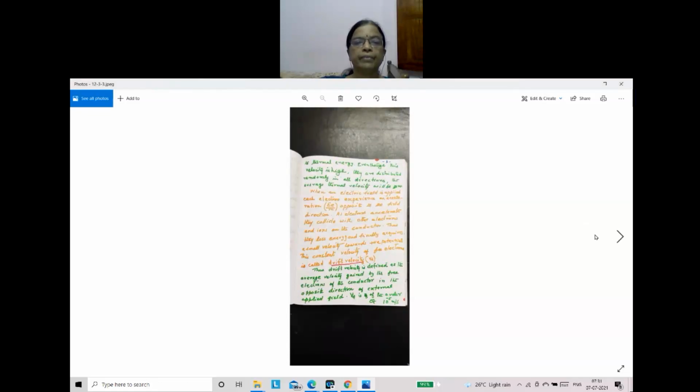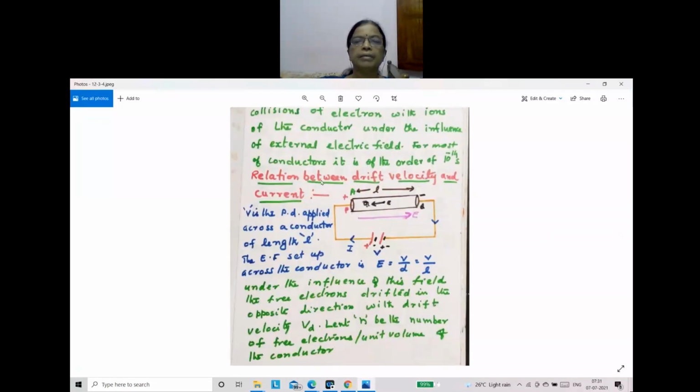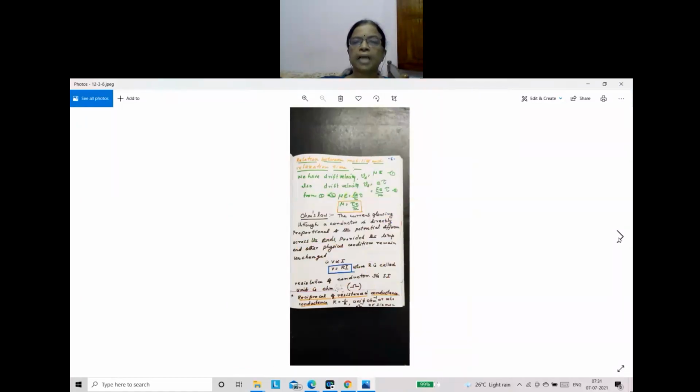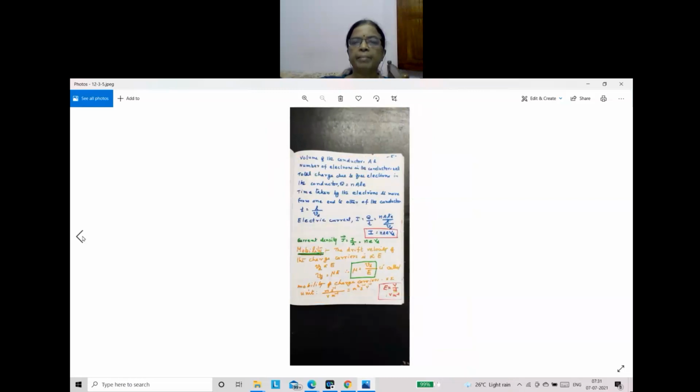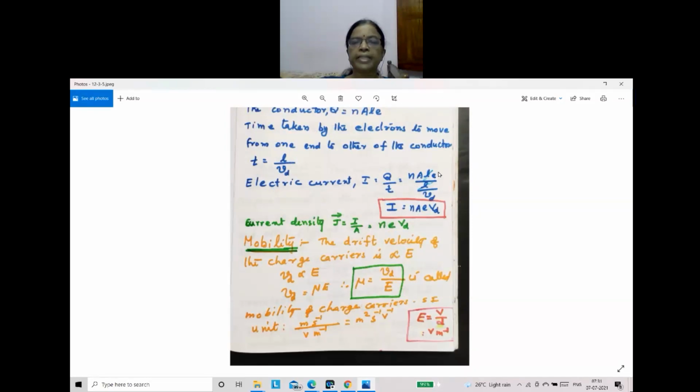The explanation for the relation between drift velocity and current is given here, the same thing we explained. Current I equal to Q by T, total charge equal to N A L e, T equal to L by Vd, L and L cancel, we get I equal to N A e Vd. What is N, children? Dibangsha, what is N here?